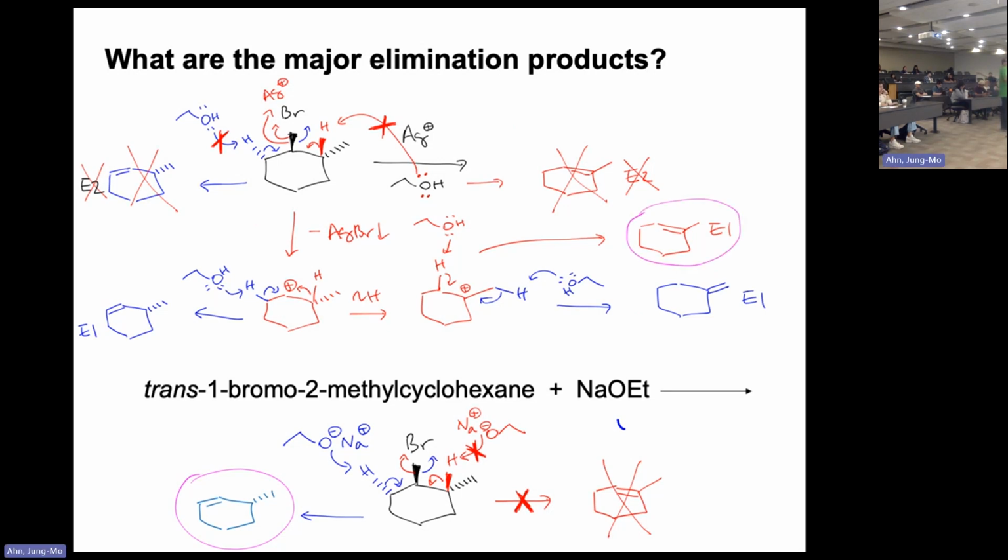So for these molecular trans, depending on what reagent you use, you get a different answer. If you're using a strong base, you get this as the right answer. If you're using a weak base, that is the right answer. So the answer changes depending on what you use as a reagent.